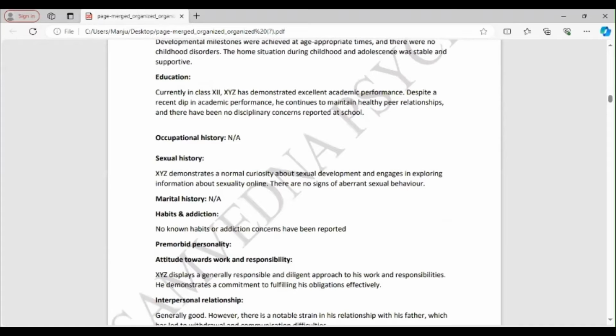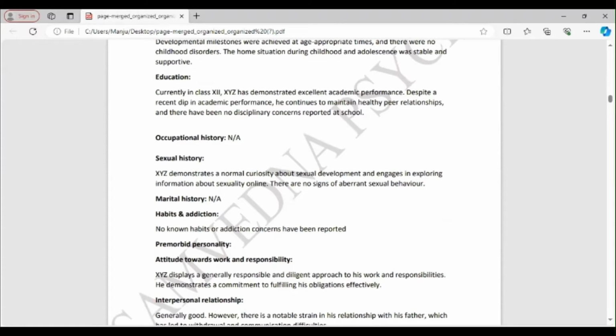Educational history. This patient is studying in class 12 and has demonstrated excellent academic performance in the past. Despite a recent dip in academic performance, he continues to maintain healthy peer relations and there have been no disciplinary concerns reported at school. Occupational history, not applicable.